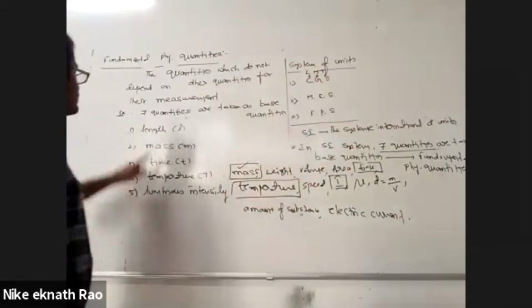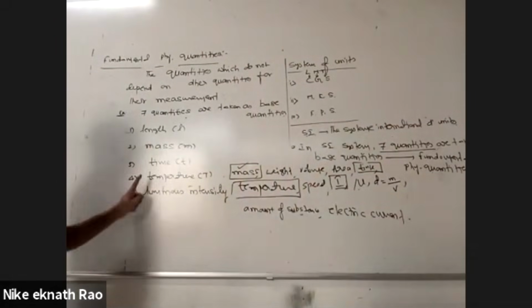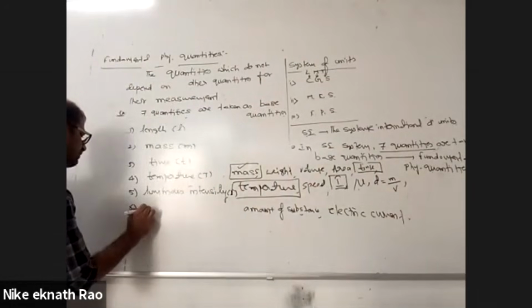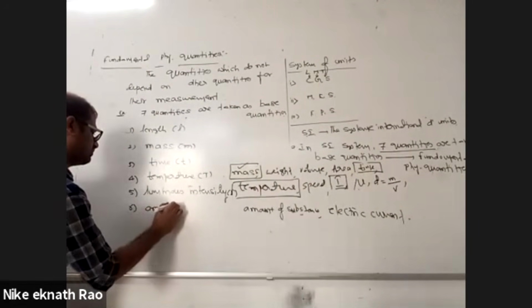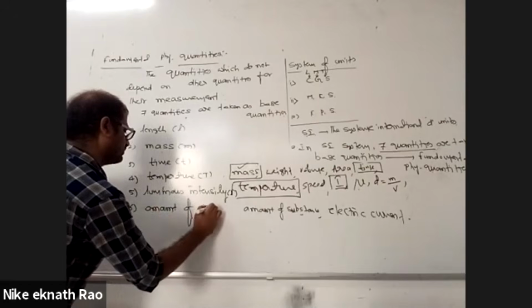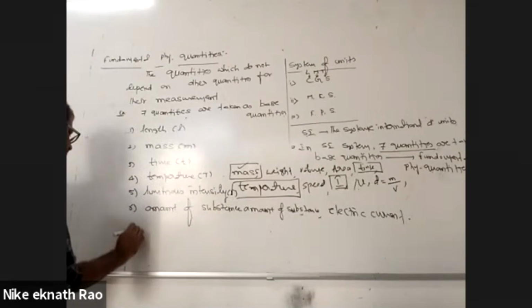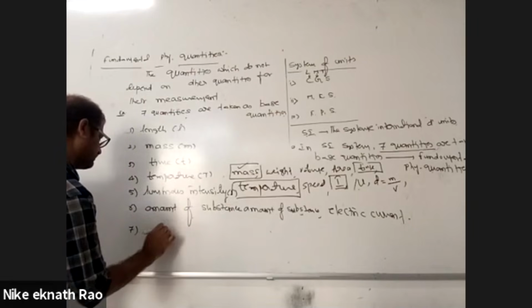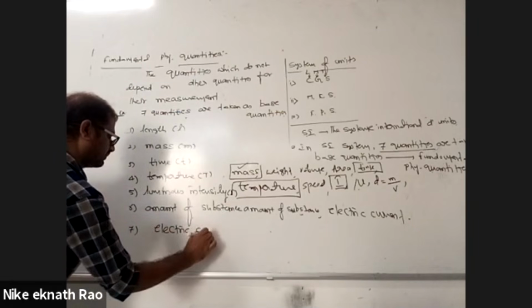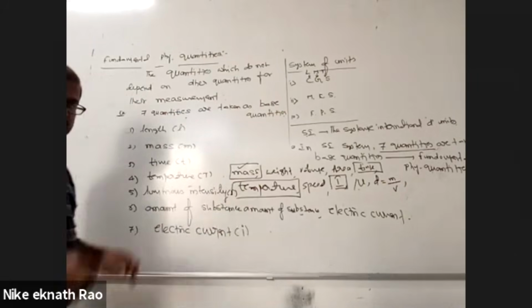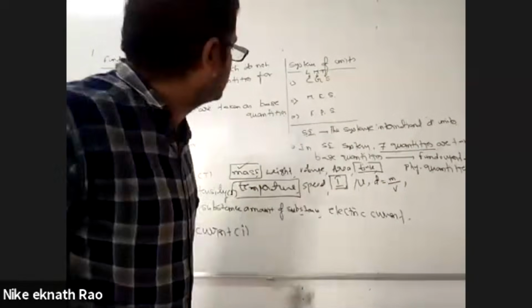Now, length, mass, time, temperature, luminous intensity, whose symbol is I. And what is next? Next one is amount of substance. And the next one is electric current. So these 7 quantities are taken as base quantities.